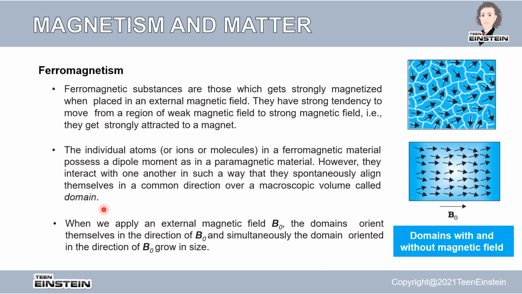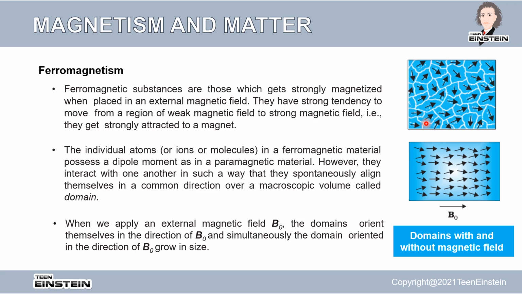Now, what is the origin of this ferromagnetism? The individual atoms or ions or molecules in a ferromagnetic material possess a dipole moment as in a paramagnetic material. However, they interact with one another in such a way that they spontaneously align themselves in a common direction over a macroscopic volume called a domain. So these are the domains. See, if you look at the magnetic moments inside the domain, they are arranged in a particular order, unlike the paramagnetic materials, because in paramagnetic materials it is completely random and the net magnetization is zero.